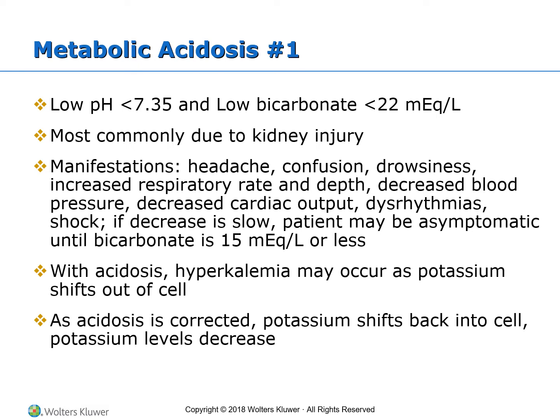Peripheral vasodilation and decreased cardiac output occur when the pH drops to less than 7. And so they will have symptoms of decreased blood pressure. They will have cold and clammy skin, dysrhythmias, and they can go into shock.